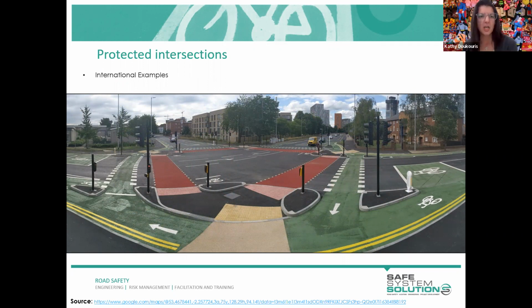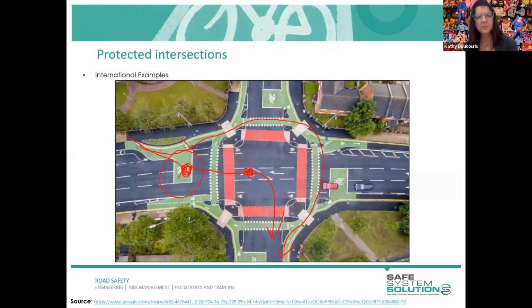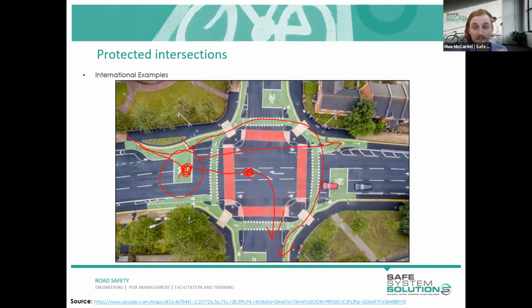There is a bike storage box and shoulder bike lane for straight ahead cyclists. Yep, that one there. So if you're going straight ahead, you can just perch there and then join the bike lane on the other side. That's right. So providing for a variety of skill levels at these intersections.